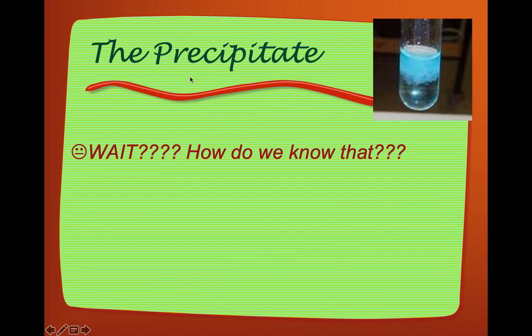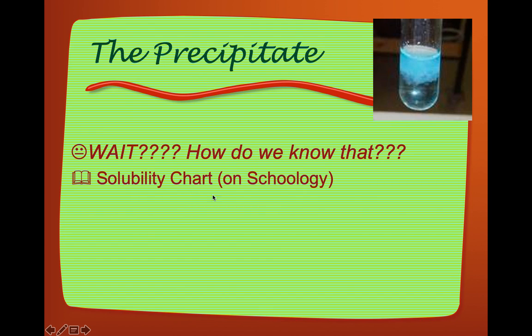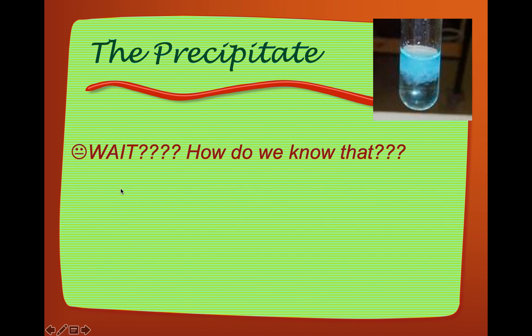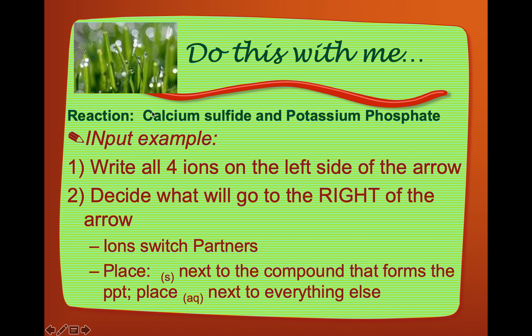Okay, so the question you might have had is, how are we supposed to know what the precipitate is? Well, you have a solubility chart on Schoology where you will find, for example, let me go back for a second. On the solubility chart, you'll find something like calcium and something like potassium on the left side of that chart. And then you'll find something like sulfide and something like phosphate on the upper part of the chart. The top row is the anion, or the negative pieces.